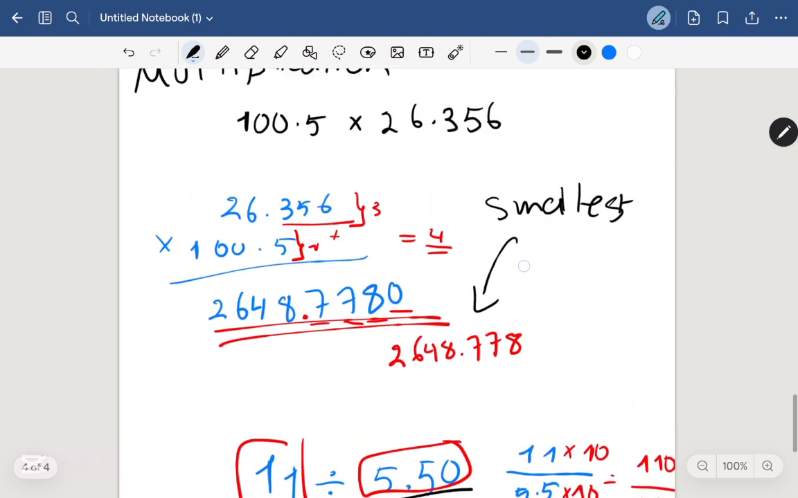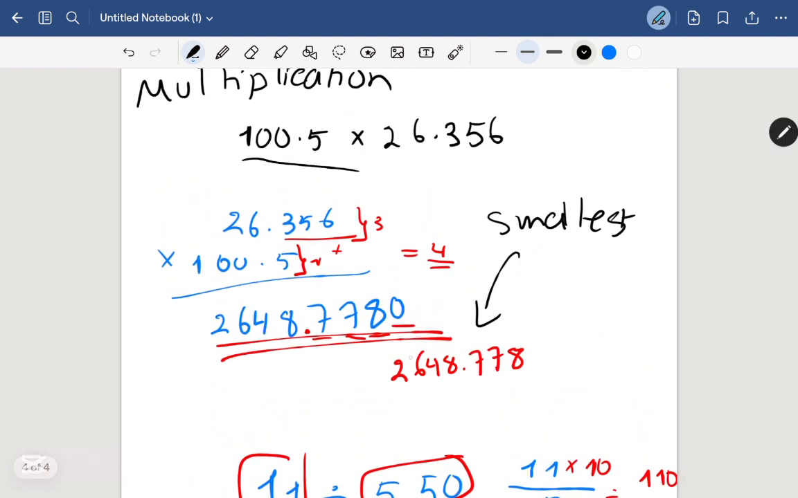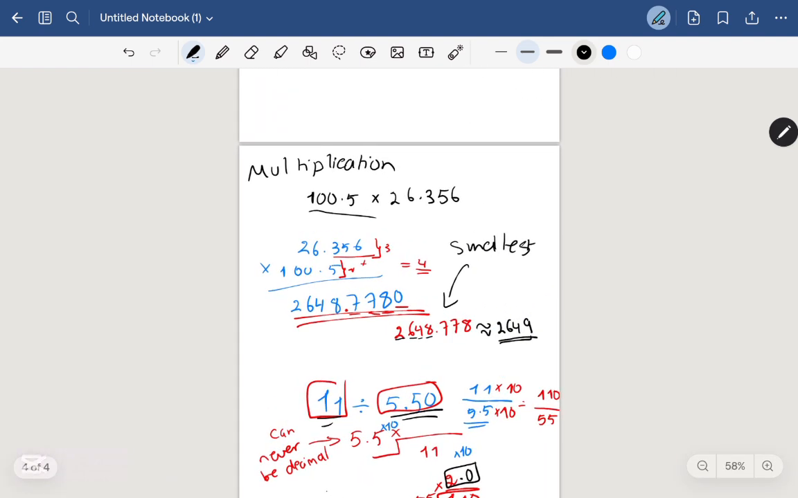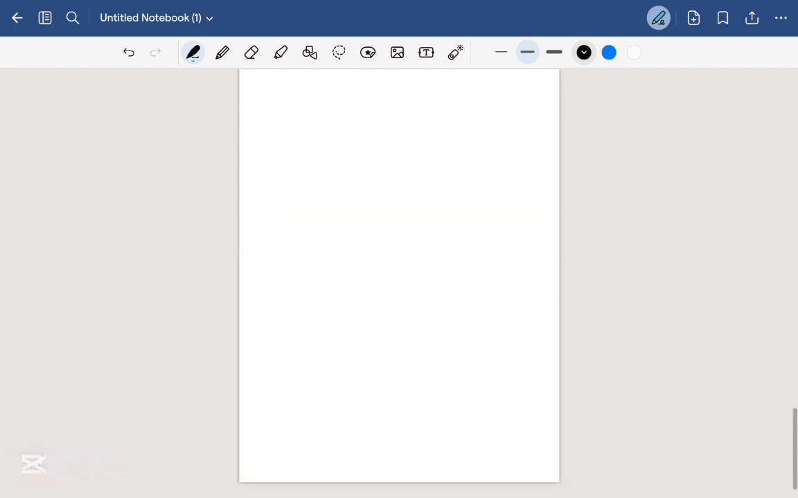For here, you'll choose the smallest. In this case, it's going to be 4. So you're going to count 1, 2, 3, 4. In this case, you're going to round it. It will be 2649. Very simply. Okay, so that is it for the multiplication and division. Now we move on to some definitions.